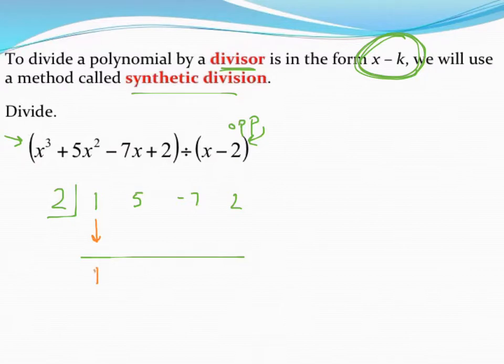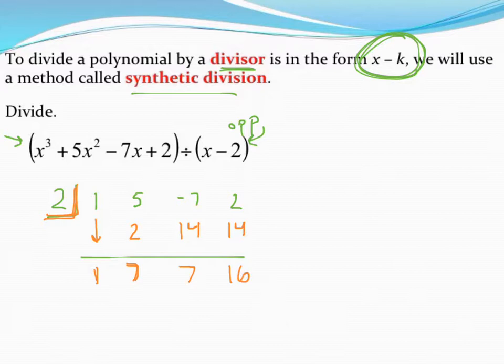Take the number below the line and multiply it by the number in the box. 1 times 2 is 2. Record that in the next column above the line, and then add those values together. 5 plus 2 gets you a 7. Once you write that number below the line, you repeat the process. So take 7, multiply it by the number in the box, the 2, come up with 14. Add those values together. -7 plus 14 gets you a 7, and then repeat again. So 7 times the 2 that's in the box is 14. Record that number, add those values together, and we get 16, and we're out of numbers.